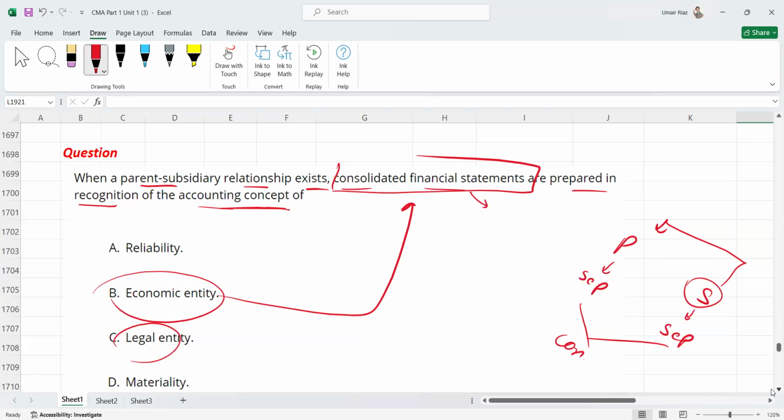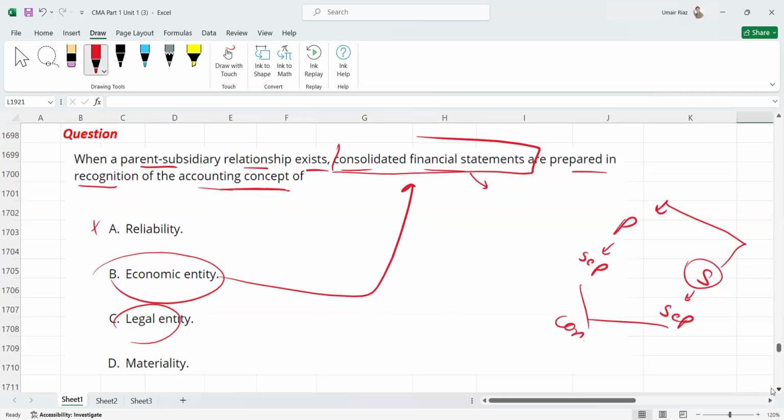So based on this concept, we always prepare the consolidated financial statements. This is actually the answer. It is not reliability, because reliability is about quality of information, that your information should be free from error and unbiased. And it is not materiality. Materiality is about importance of information, whatever information we report in the financial statements that has significance for investors because it affects their decisions. So this is not materiality. So the answer is B.